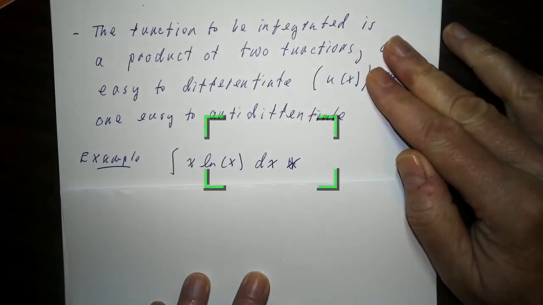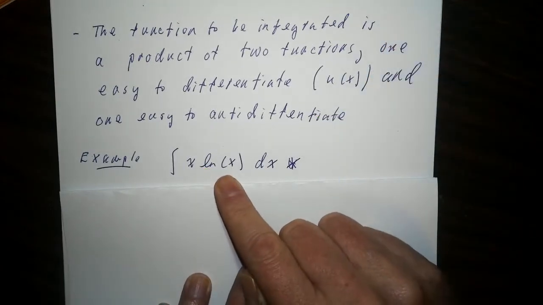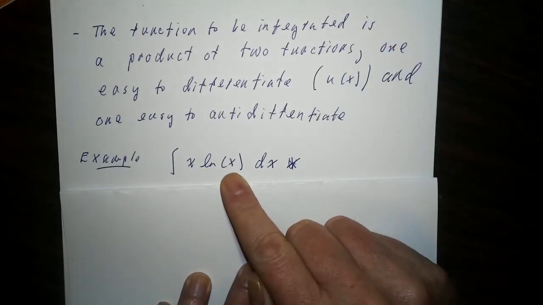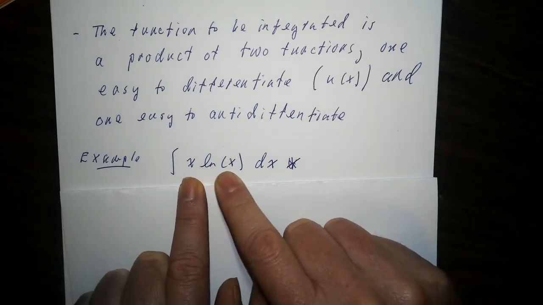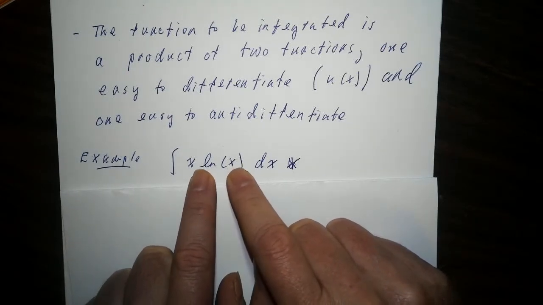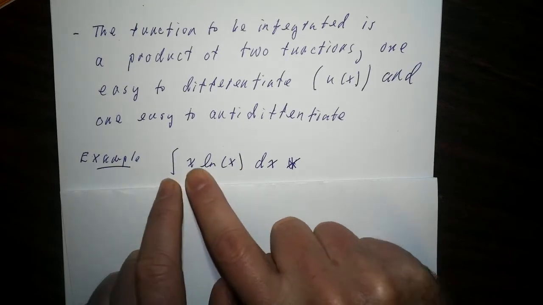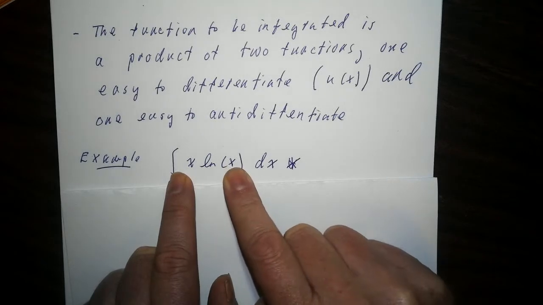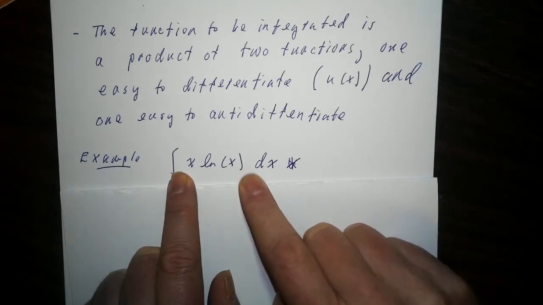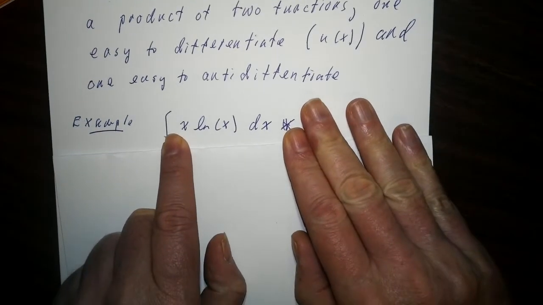So let's take a look at an example, x times the natural log of x. Now this is not on the list of known antiderivatives. This is not something we could actually do by substitution. Had this been the natural log of x times 1 over x, or the natural log of x divided by x, we could use substitution with u equals the natural log of x.